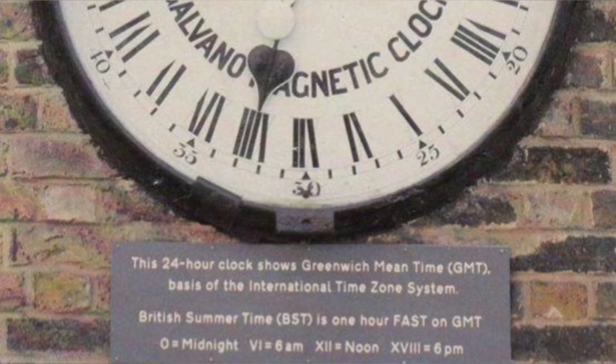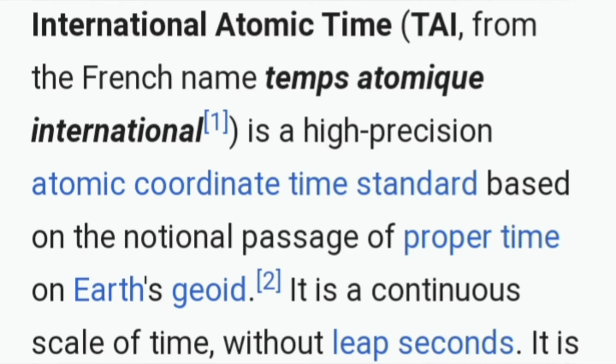And so here's the clock that the Greenwich Mean Time was based on, or is based on, and notice it's a magnetic clock. And I'm guessing that's why we switched from using that clock, because our magnetism is off thanks to CERN.